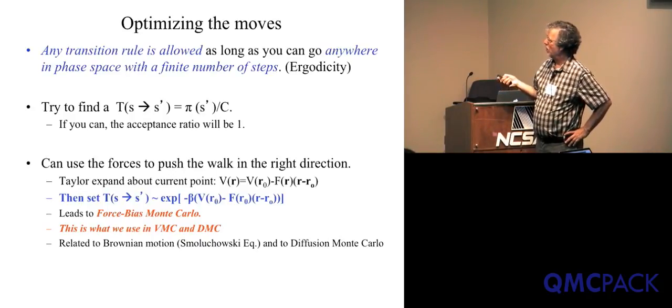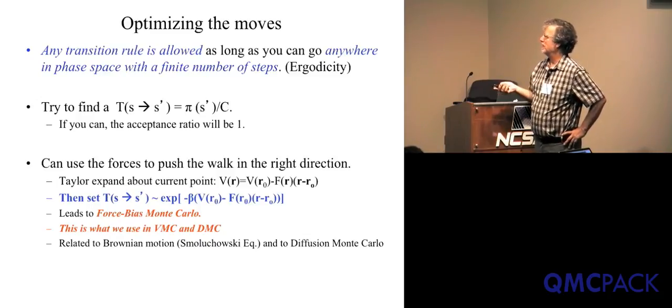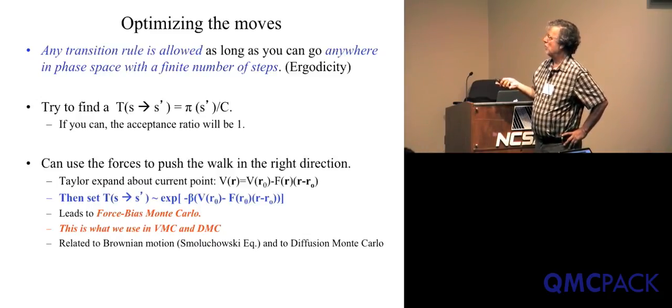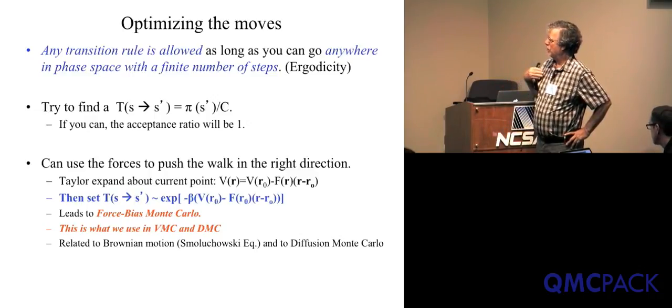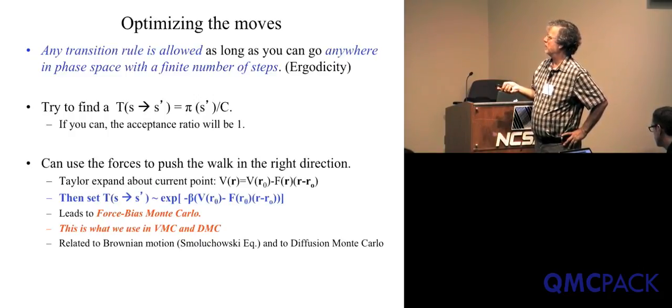Okay, so for example, you could set this transition probability to do a Taylor expansion in terms of the potential, and you move in the downhill direction, there's a normalization constant. Something like this is what we use in variational and diffusion Monte Carlo. That is, we don't sample a uniform distribution, we actually sample a Gaussian distribution, and it preferentially goes to places that increase the probability of the wave function. And that's to get a higher acceptance probability.